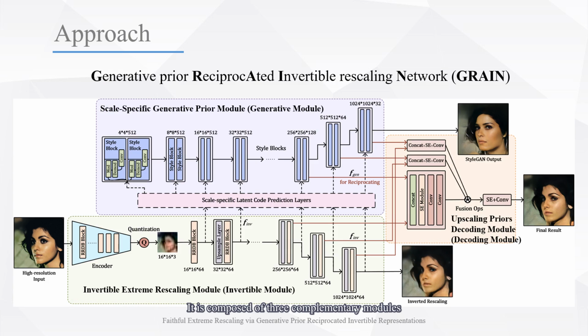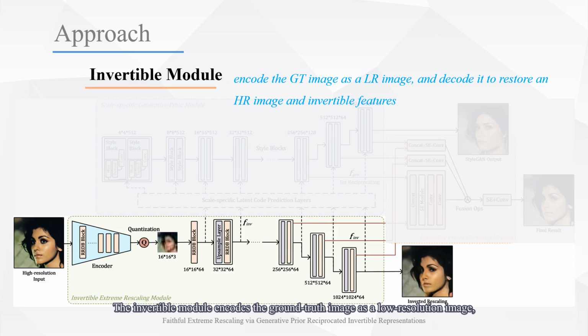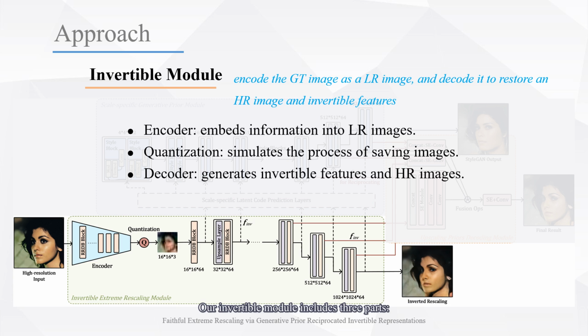It is composed of 3 complementary modules: an invertible module, a generative module, and a decoding module. The invertible module encodes the ground truth image as a low-resolution image, and decodes it to restore a high-resolution image and invertible features. Our invertible module includes 3 parts: an encoder that embeds necessary information into low-resolution images, a quantization operation that simulates the process of saving images, and a decoder that generates invertible features and high-resolution images.